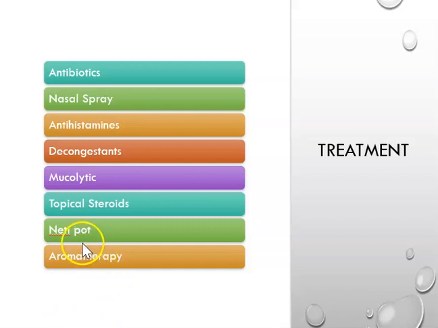Some of the other things, they might try topical steroids, although that doesn't happen very often. A neti pot, that's something that people with chronic sinusitis will have at home, and they will use. We don't often use those in the hospital. Usually respiratory will come up and do a nasal lavage on them, and then aromatherapy.